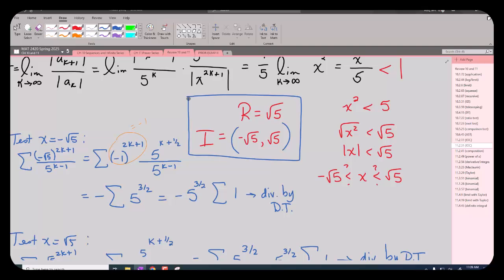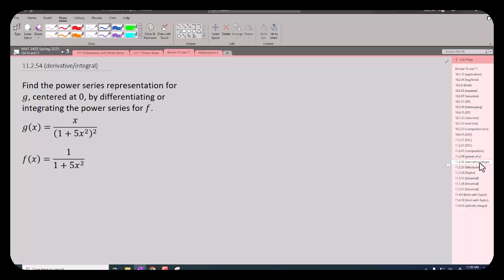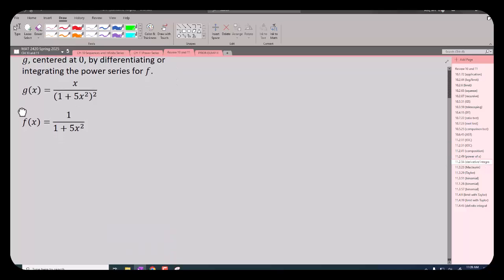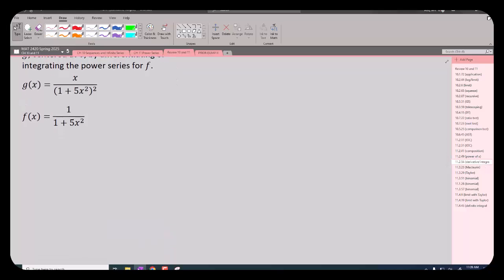Okay, let's take a look at the hardest question on the test, it's always this one. So let's make sure we take a look at this. This is always the most challenging question. So find the power series representation for G, centered at 0, by differentiating or integrating the power series for F. So we're starting with F. We need to build a little map on how to get to G from F.